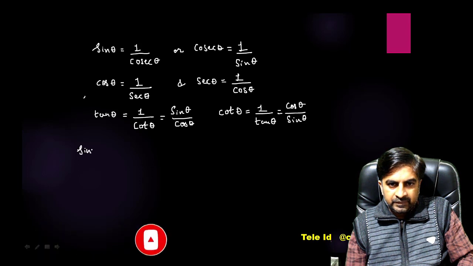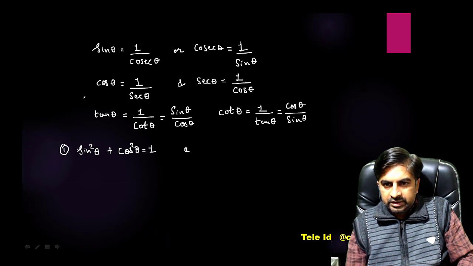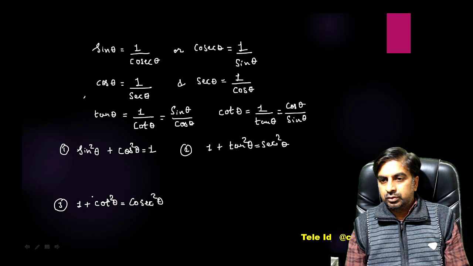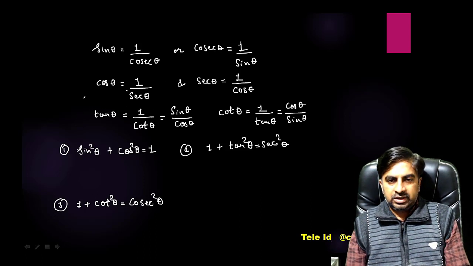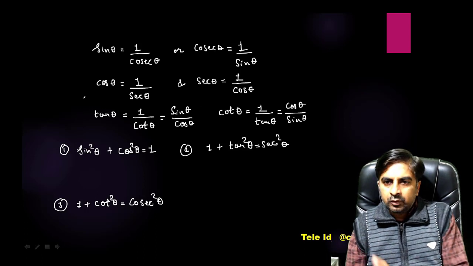Sine square theta plus cos square theta is equal to 1. This is your identity number 1. Second identity, 1 plus tan square theta is equal to sec square theta. And third identity, 1 plus cot square theta is equal to cosec square theta. All these identities you should know, and all the relationships between the ratios, everything you should know. If you know this properly, then we can go towards the questions.